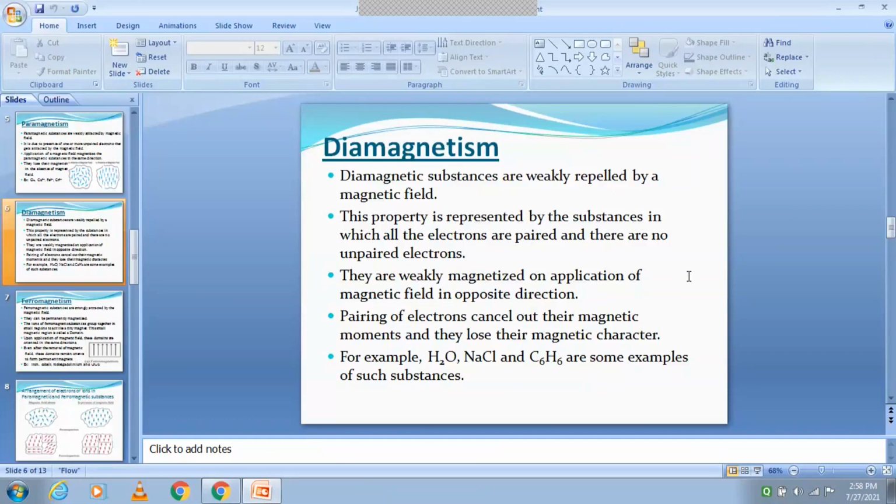That property is called diamagnetism. So diamagnetism is due to the absence of unpaired electrons.